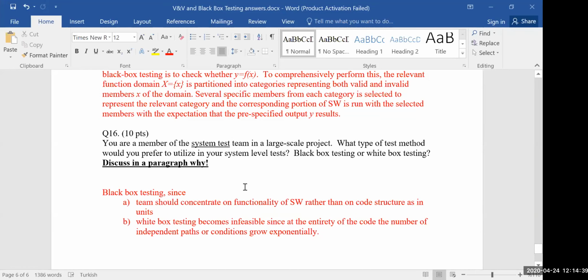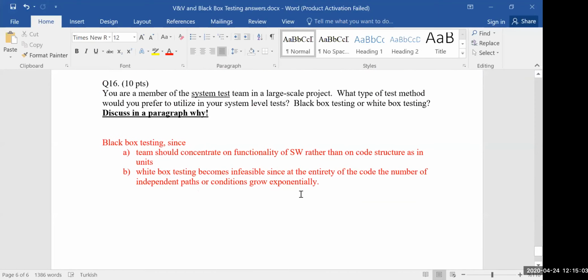Let us start. You are a member of the system test team in a large-scale project. What type of test method would you prefer to utilize in your system-level test? Black box testing or white box testing? We are talking about system test, and of course, that should be black box testing, because the team should concentrate on the functionality of the software rather than on code structure as in unit tests.